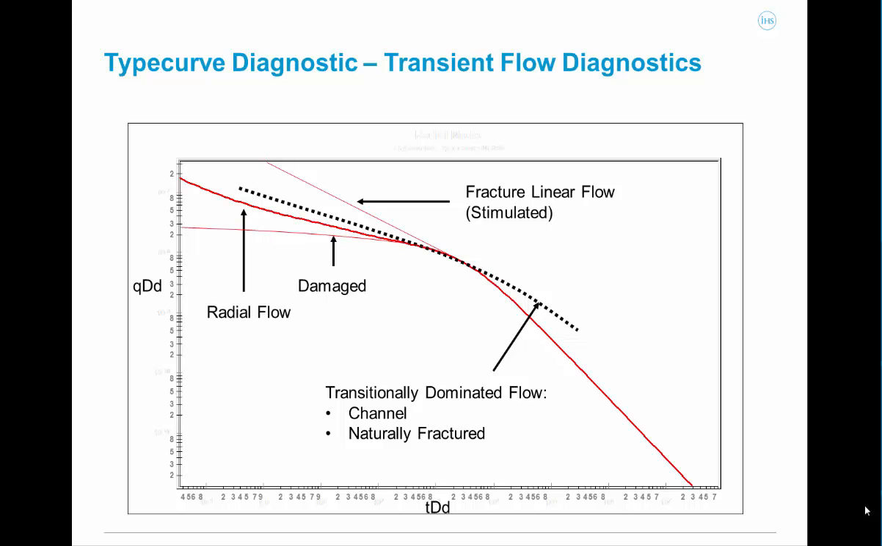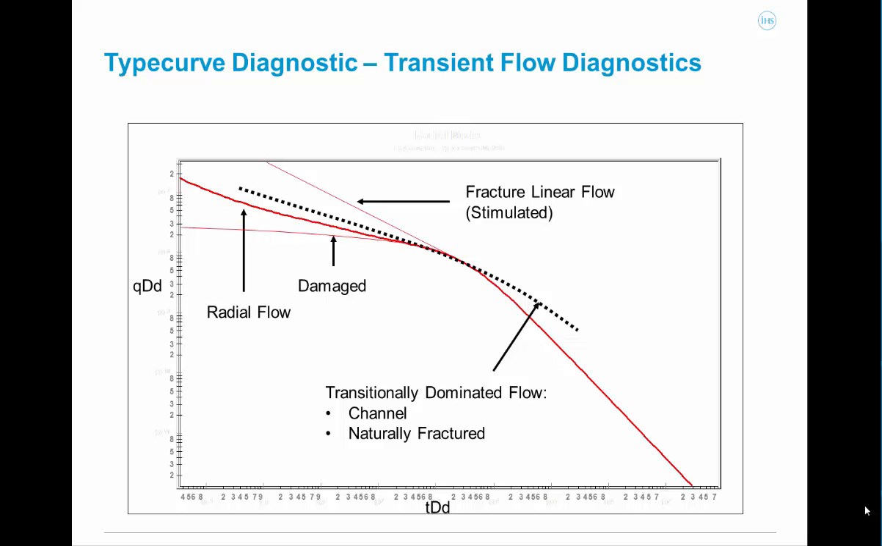There are three main ones here we'll discuss. Radial flow of a vertical and fracture well will be identified by lining up an upward concavity with varying degrees of concavity, and this depends on the amount of damage at the well. If it's very damaged, we have very flat at the beginning.